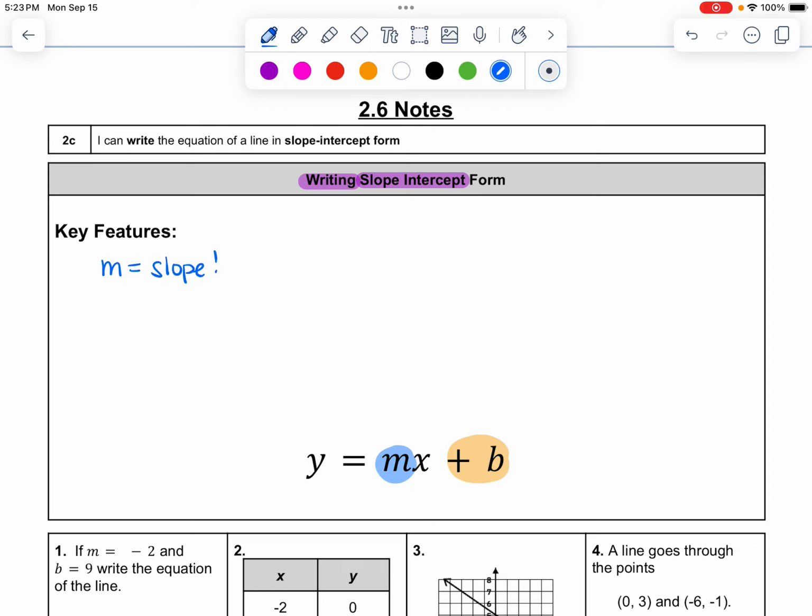So in order to figure out the number for the equation that goes in the m spot, we're going to need to figure out the slope of the line. The way you do that depends on the information you have. If you have a graph, then to find the slope of a line, you're going to look at the rise over the run. But if you have a table, then to find the slope of the line, you're going to find the y pattern and then divide by the x pattern.